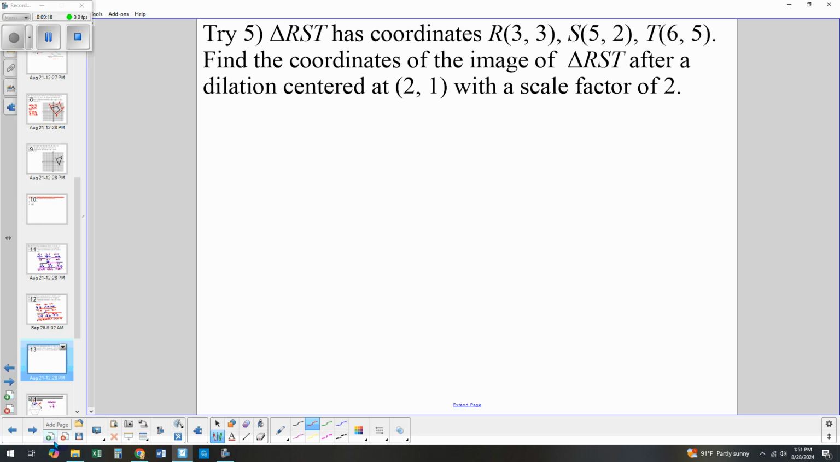There's one last one for you to try if you'd like. The answers are posted online. But that is the end of all of Unit 3, Section 1, Text 4.5.